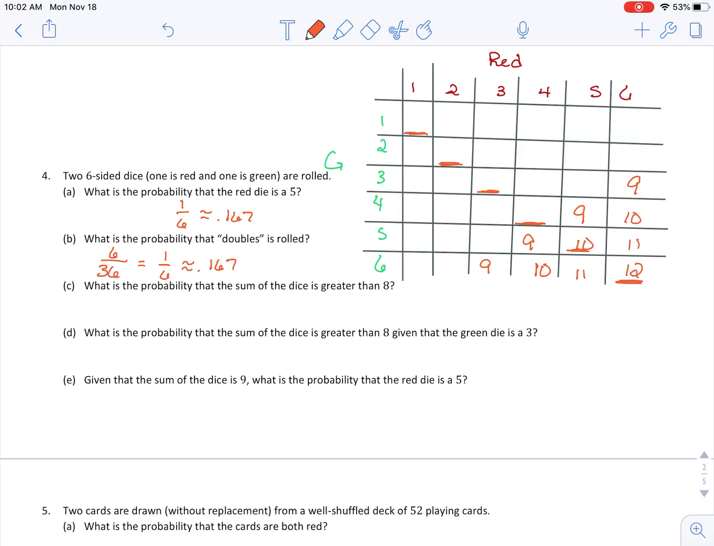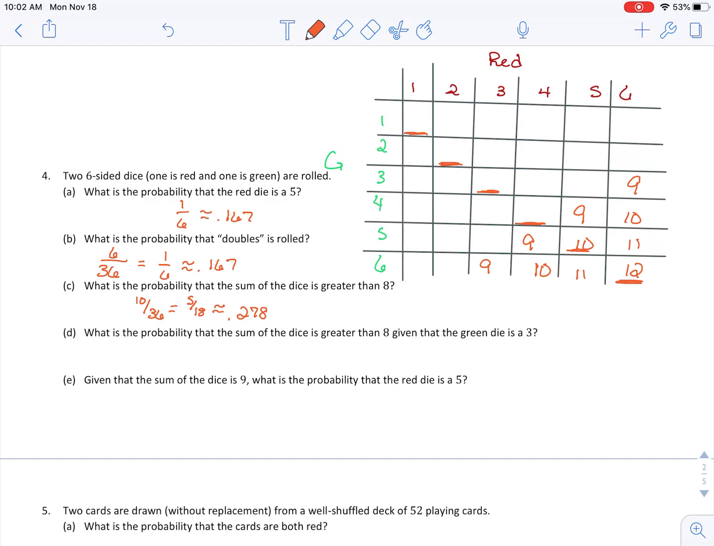If you count all of them up, there should be 10 of those 36 results, as long as I counted correctly, that are more than 8. 10 out of 36. So we can say it's 5 out of 18, which is approximately 0.278.